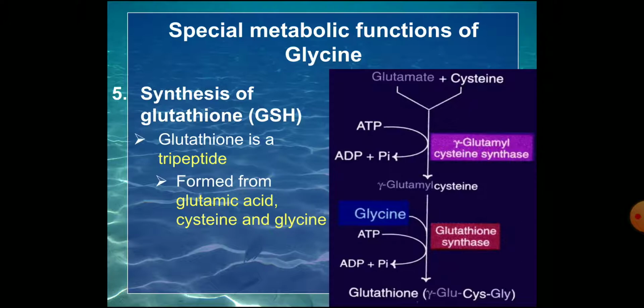It is synthesized from glutamic acid, cysteine, and glycine. In the first step, glutamic acid and cysteine form gamma glutamyl cysteine by gamma glutamyl cysteine synthase. Then one more molecule of ATP is used, and glycine combines with the gamma glutamyl cysteine by the enzyme glutathione synthase to form glutathione.